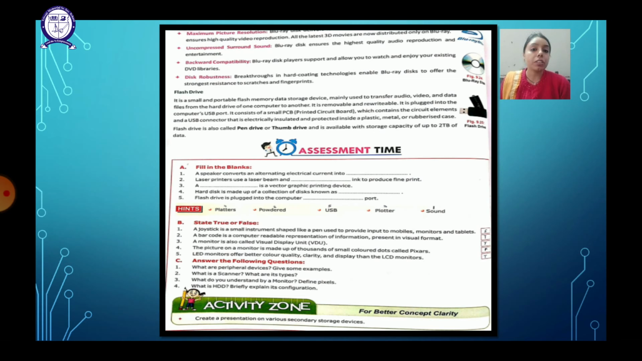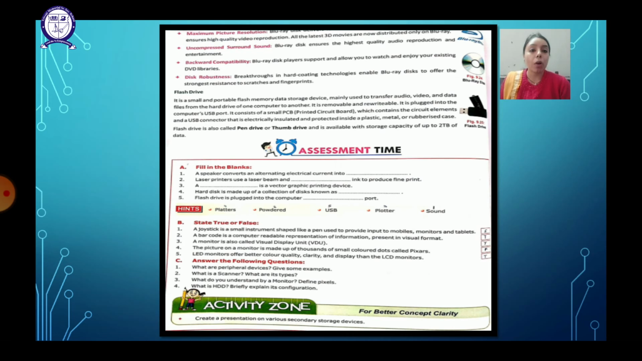Okay. After this we have the flash drive. Generally we call it a pen drive or thumb drive, which you use. It comes in various storage capacities like 16 GB, 32 GB, 128 GB. It is used to store images or audios or video files, and in order to access those files you just need to plug this inside your CPU, and from there you can access it very easily.